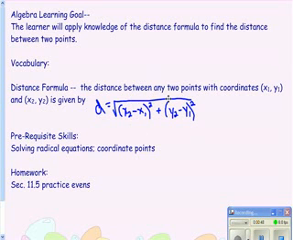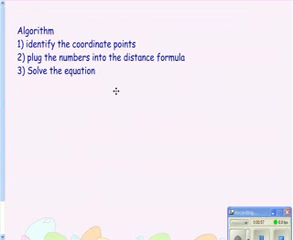Prerequisite skills are solving radical equations because they'll obviously have to do that. And you'll need to know coordinate points so that you put them in the right places. And the homework will be 11.5 practice evens.